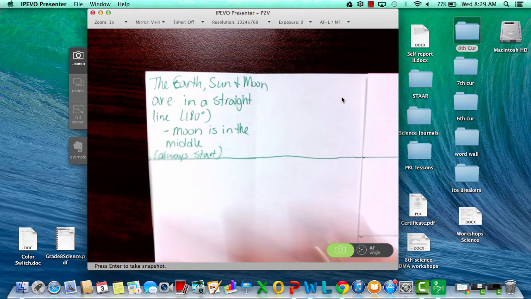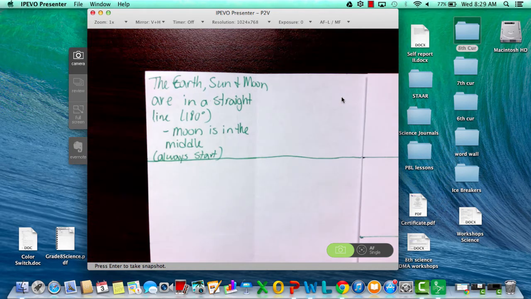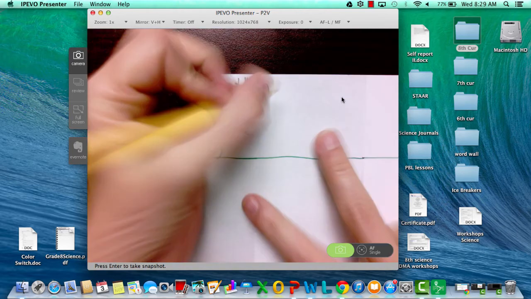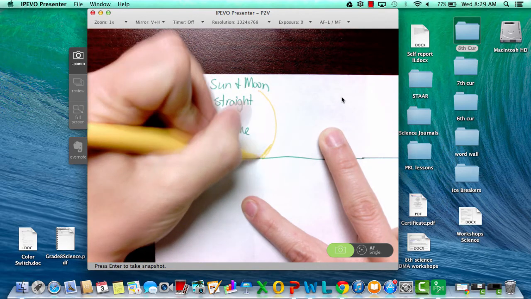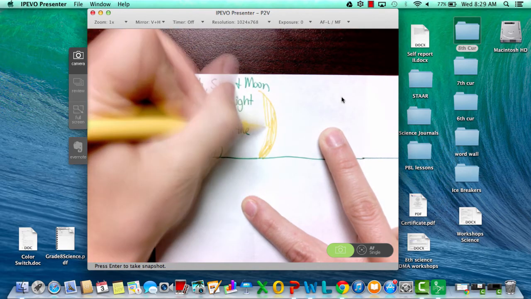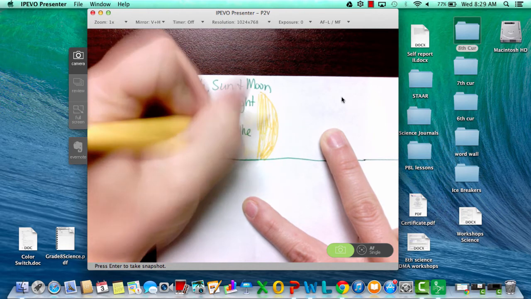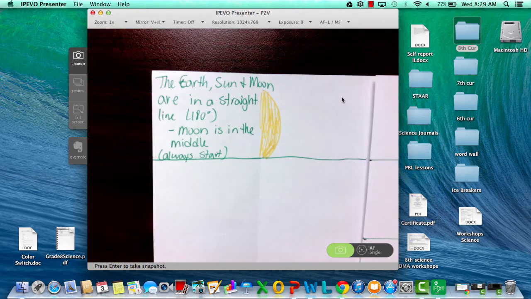Now, I know without a doubt that the lunar cycle is going to be on the STAR test, but I have no idea how the picture is going to look. And so my trick is if you can always find the new moon and then go counterclockwise, you'll always be able to figure out the phases. So over here, I'm going to draw a picture, and I'm just going to put my sun over here on the left. You can use a highlighter or just label it the sun.